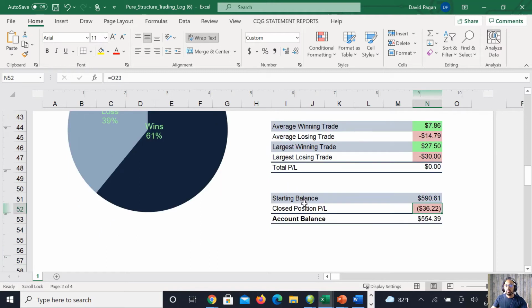So again, we started this week with a starting balance of 590.61. Again, we wanted to get to the 620 mark. We did pass our first target of 520 from last week. We got up to 590. Started the week out at 590.61. You can see our closing position right now midweek is minus $36.22, which brings us to an account balance of about 554.39. So it's still profitable overall, as we started our account somewhere around 320 bucks, I believe, or 300 something, and we're still up at about 554.39.